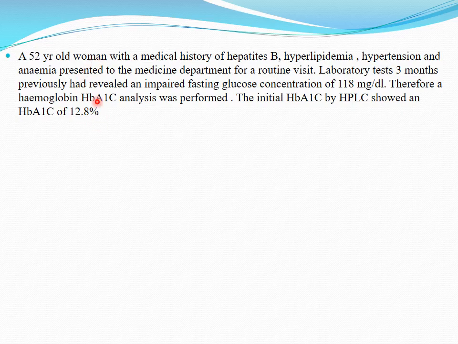Now this is a clear picture when you have some hemoglobinopathies. There may be thalassemia. In such a case, see, because hepatitis, hyperlipidemia, hypertension, and laboratory tests 3 months previously. So every 3 months there is a tendency for the thalassemia patient to come back for the test and for infusion, transfusion. So what happens is that in the HPLC method, I have already mentioned.